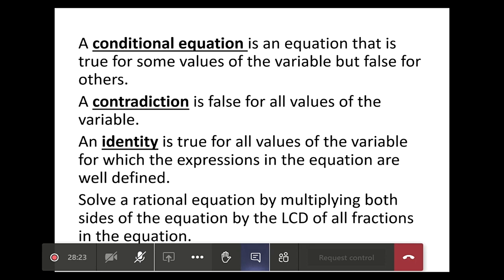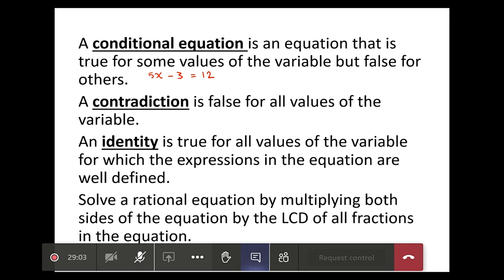Okay, if we have linear equation, we have only one solution. A quadratic equation, sometimes we have two solutions, one solution, or no real solution. Okay, so conditional means we have some value of x that the equation is correct. Some, not all value of x. Okay, for example, 5x minus 3 equal, for example, 12.